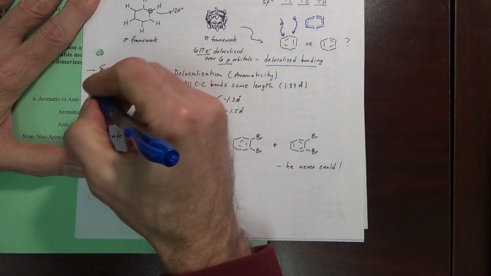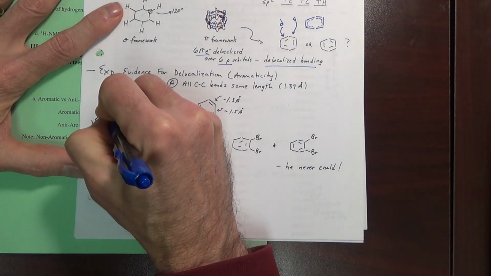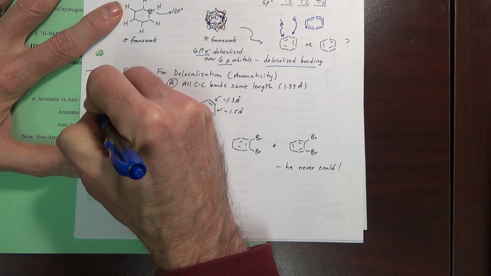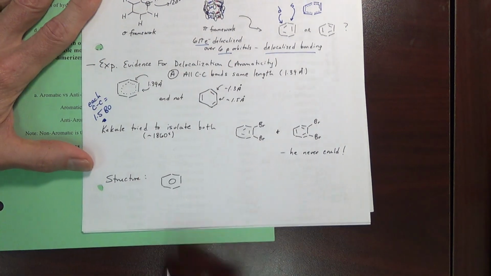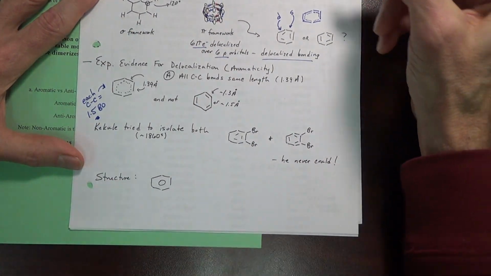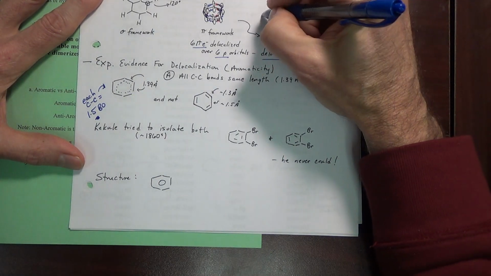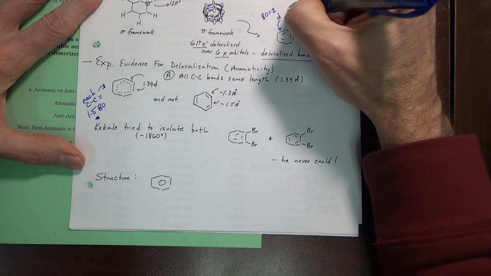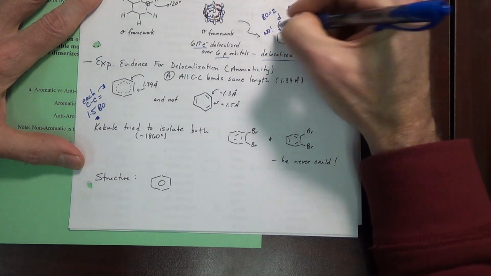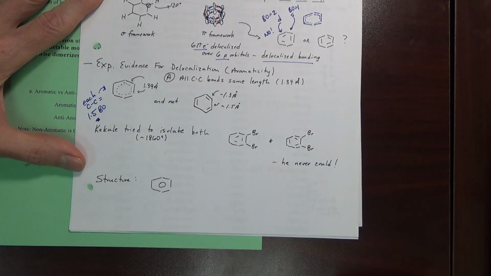In terms of bond order, 1.5 bond order, each CC equals 1.5 bond order. That's what we have. Not bond order equals 2 and bond order equals 1. Okay, not like that.